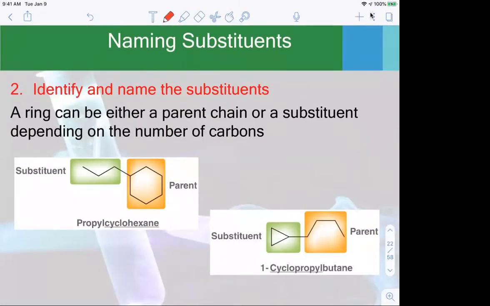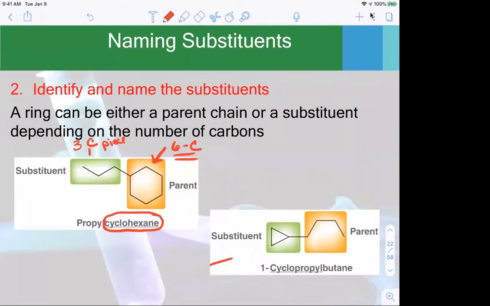Here, my ring can either be the parent chain or a substituent. This is a 6-carbon ring. This is a 3-carbon piece. I'm going to name the parent as the ring because it has more carbons. So this is going to be a cyclohexane.